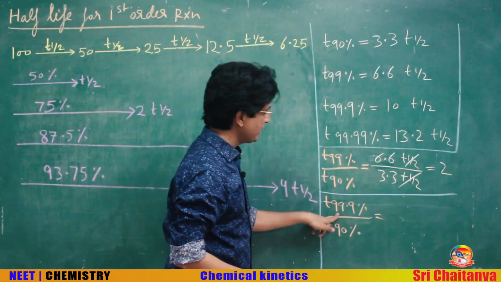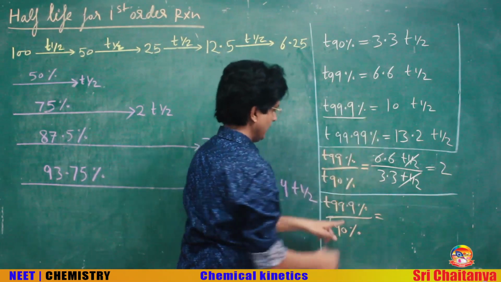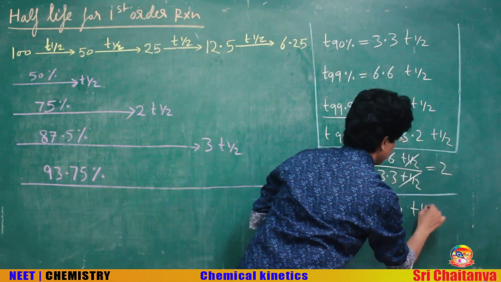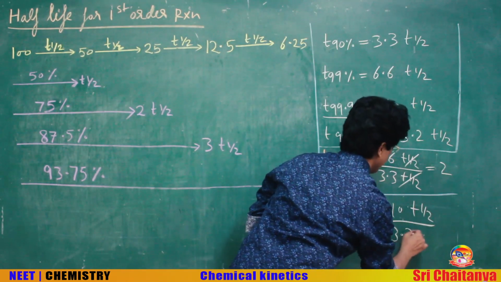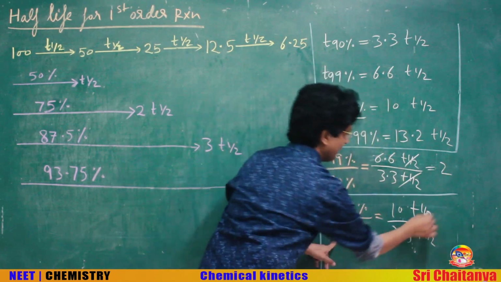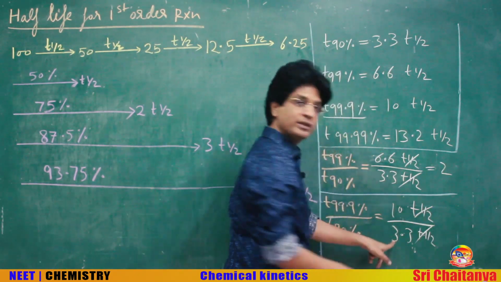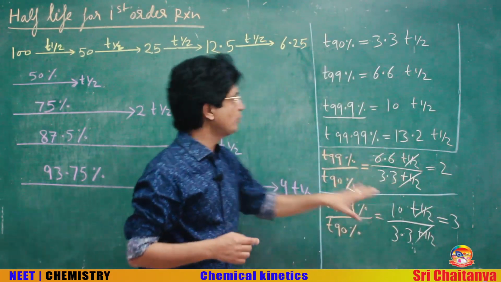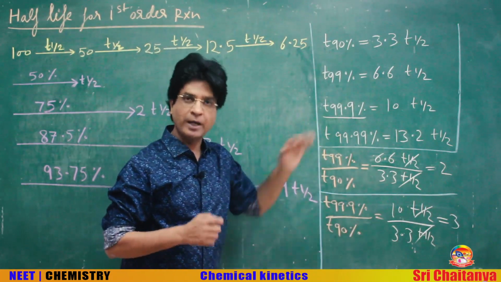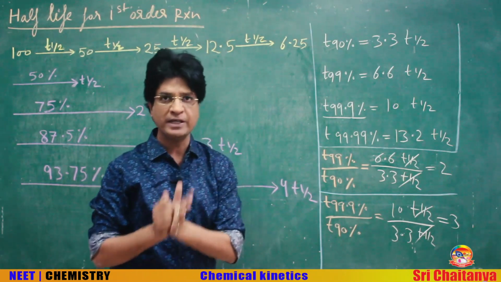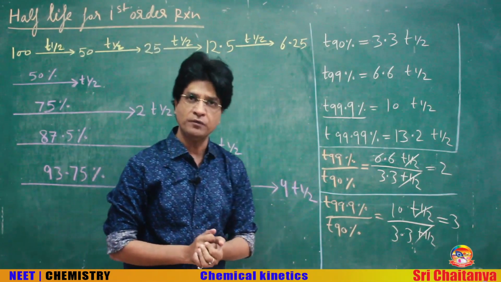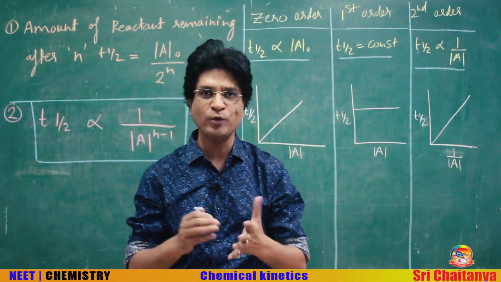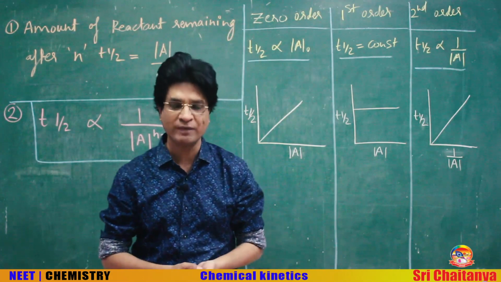Similarly, the ratio of t 99.9% and t 90% will be 10 half-lives over 3.3 half-lives. The half-life will cancel out. 10 divided by 3.3 will be approximately 3. So this is how you are going to do these questions. Just command the half-life aspects, and your job will be very easy in solving questions of first order reaction. Now let's solve some more things. We are in a very good position in terms of handling the questions of chemical kinetics.